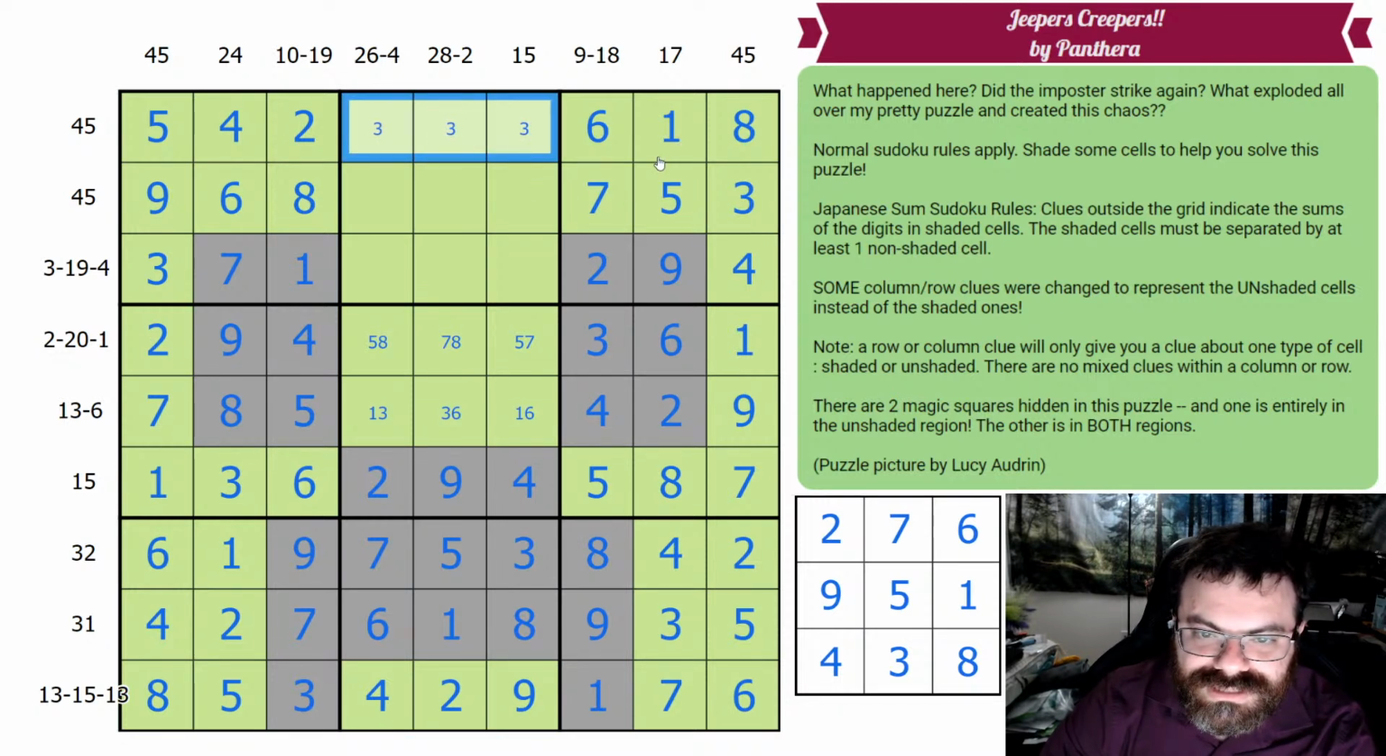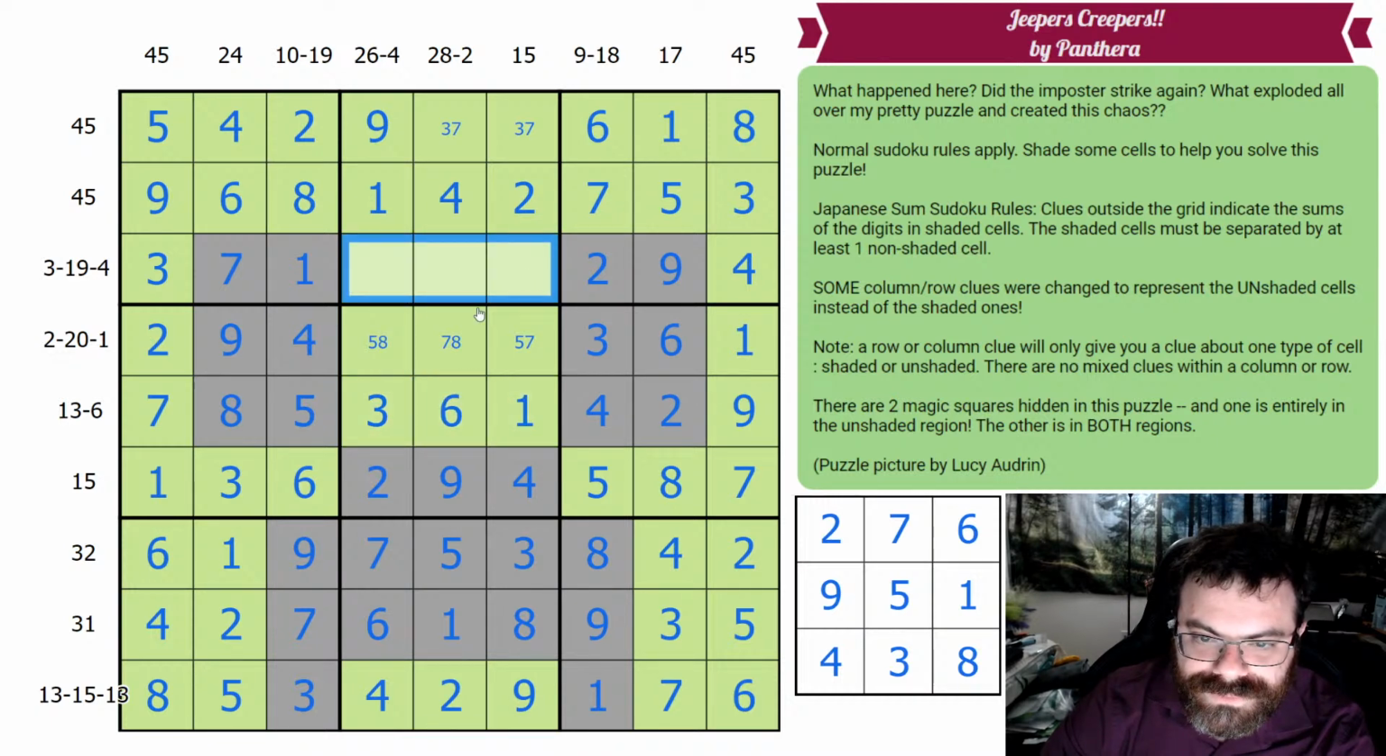We need 3, 7, and 9. It's not 7. It's not 9. That's not 9, so this is the 9. Here we need 1, 2, and 4. This is 4. This is 1 and 2. That's 3, 6, 1. We need 5, 6, and 8. It's not 5, that's not 8, that's not 6.